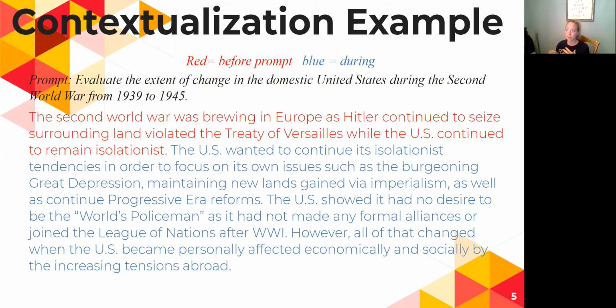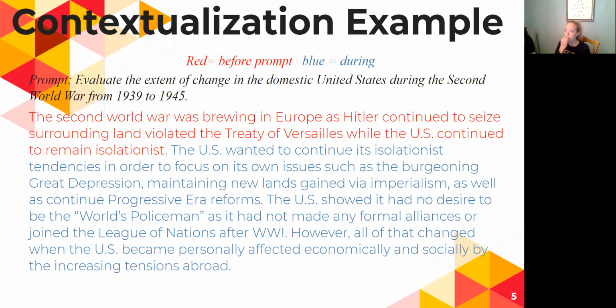And so even though I'm saying that the Second World War was brewing in Europe as Hitler continued to seize surrounding land and violate the Treaty of Versailles, the U.S. continued to remain isolationist. That's what the U.S. was doing. And then the during, 39 to 45. The U.S. wanted to continue its isolationist policies or tendencies in order to focus on its own issues, such as the burgeoning Great Depression, maintaining new lands gained via imperialism, as well as continuing progressive era reforms. The U.S. showed it had no desire to be, quote, the world's policeman, as it had not made any formal alliances or joined the League of Nations after World War I. However, all that changed when the U.S. became personally affected economically and socially by the increasing tensions abroad.